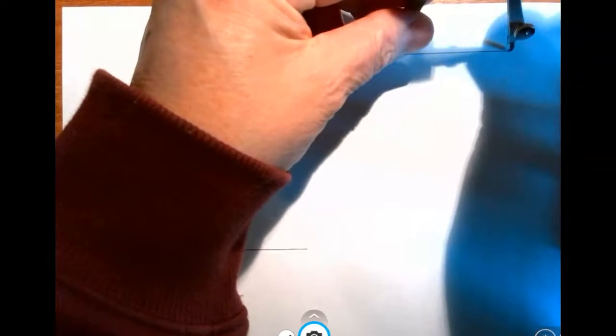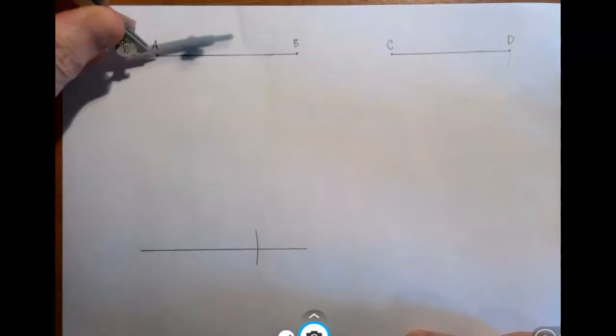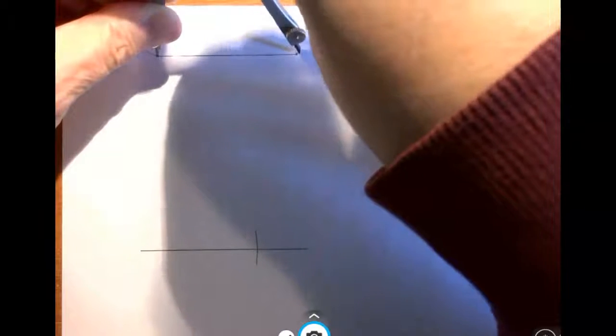So I'm going to open up my compass here. I'm going to measure CD, and I'm going to then copy that here. So this right here is going to be the base of my isosceles triangle. And then to get the two sides of my isosceles triangle, I just need to copy side AB onto either end of that base.